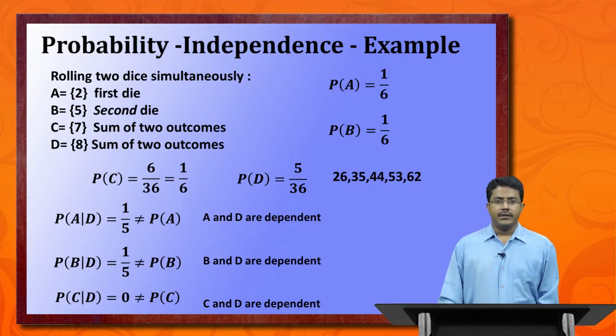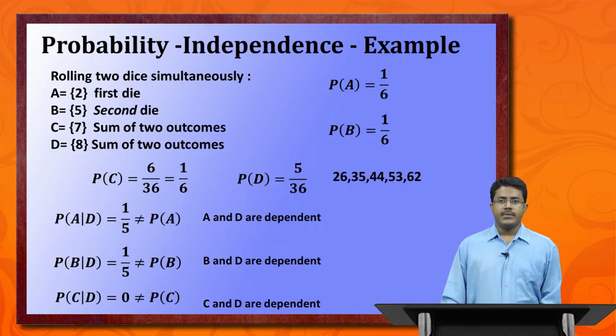Similarly, P(C given D). In that case, if the sum of the two outcomes is 8, then it cannot be 7. So the probability of C given that D has already occurred equals 0. So C and D are dependent. In that way, we can calculate the dependency or independency of any events.